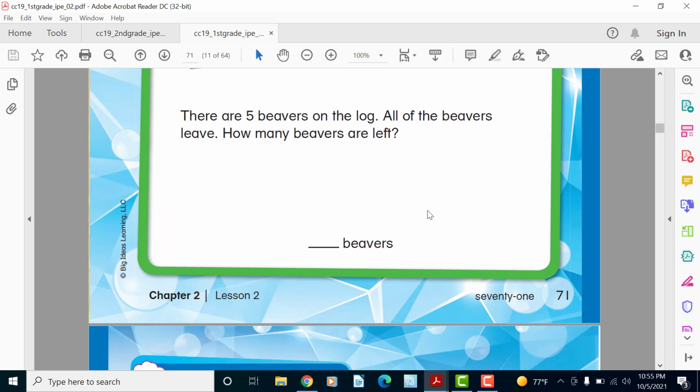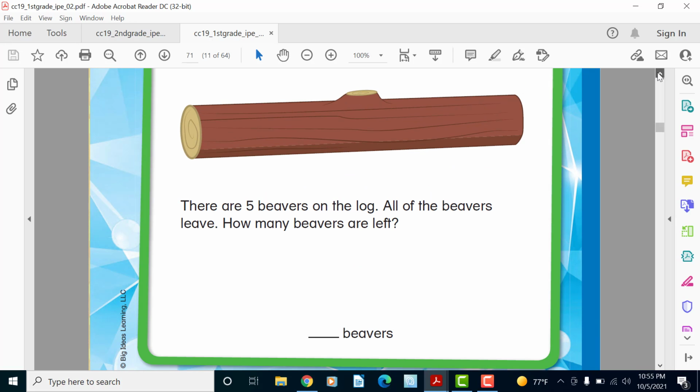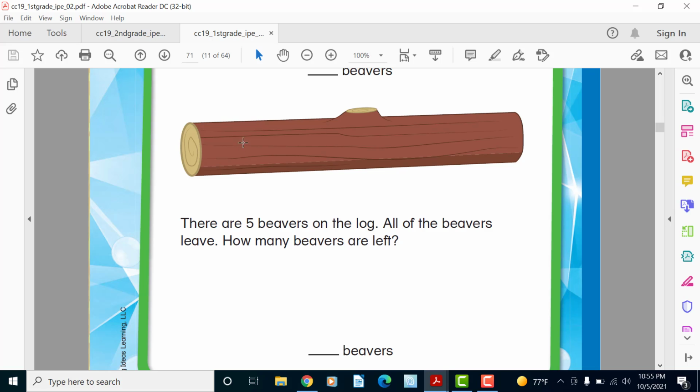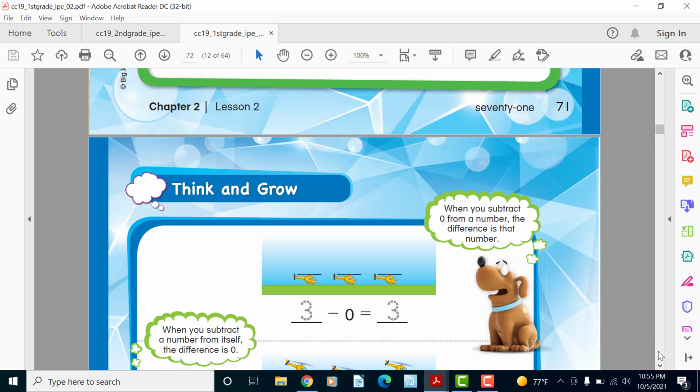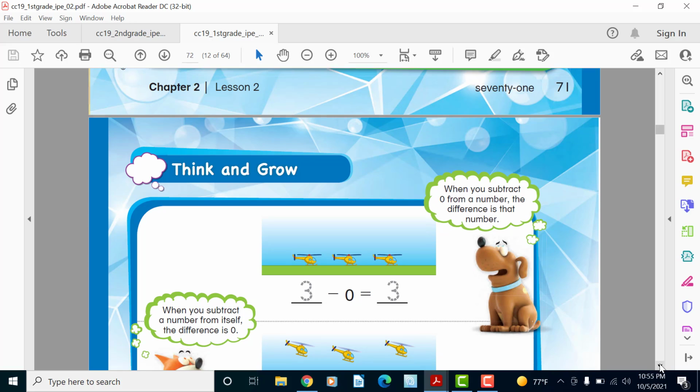Now let's come down to the bottom of the page. There are 5 beavers on the log. You've got them drawn up there already, right? All of the beavers leave. So go ahead and put X's through all of those beavers because they all leave, and then write how many beavers are left. Again, Alex and Isabella, pause the video anytime you need to be able to catch up with me.